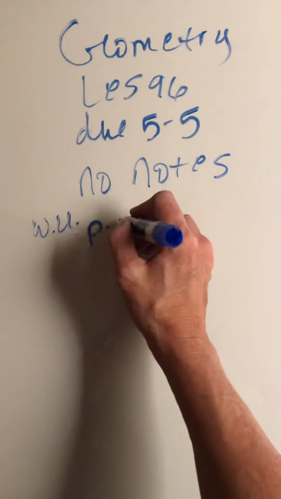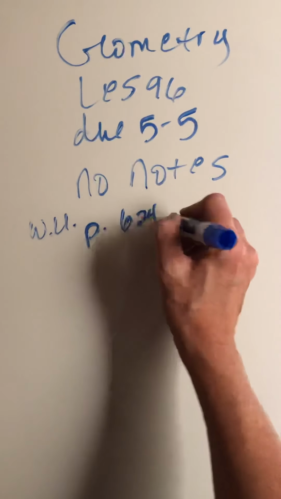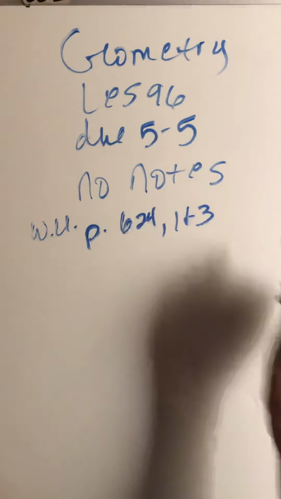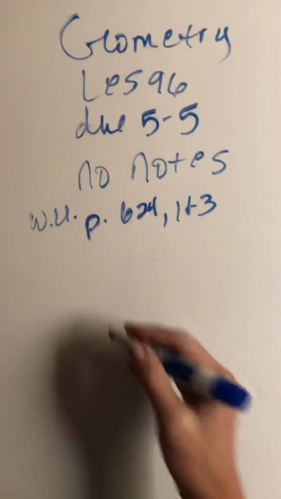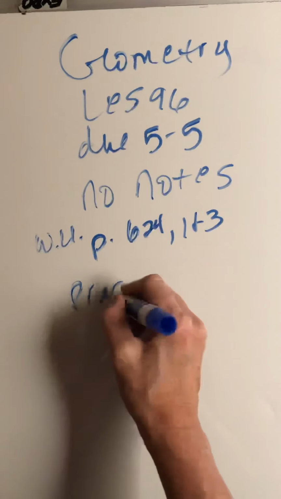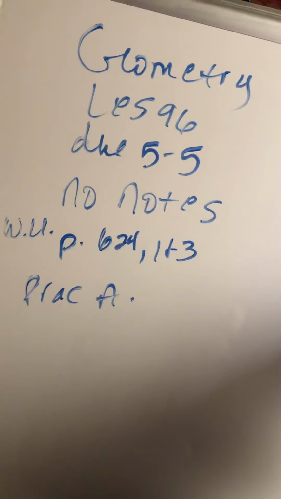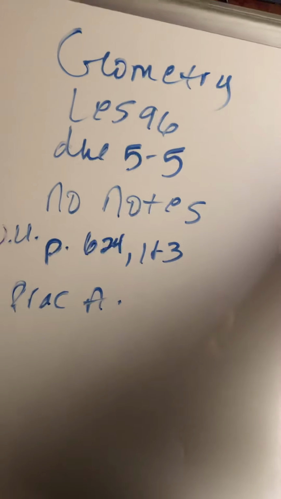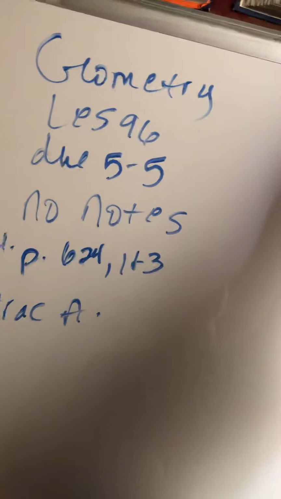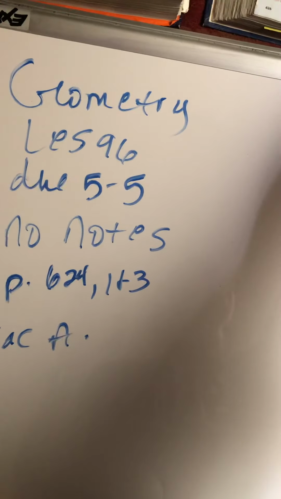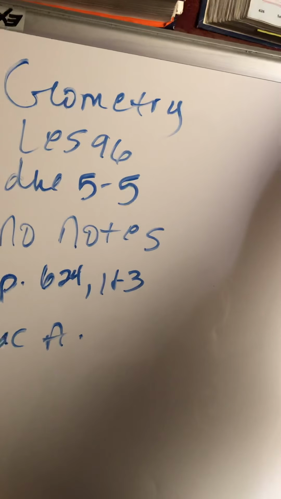So you're going to do the warm-up on page 624, but you're only going to do 1 and 3. So don't do number 2 on the warm-up. Now we're going to go through the practice right quick. So practice A. This is just on lesson 96. This is just about what happens when you change the dimensions, how it changes the area or perimeter or something like that.